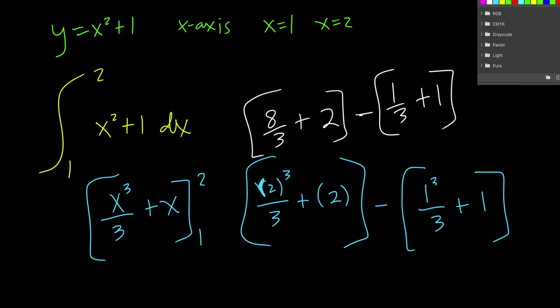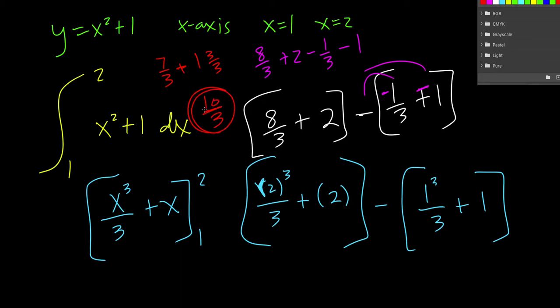Okay, you can simplify this however you choose to. I'm going to distribute this negative. So this is a negative, and this is a negative. So I get 8/3 plus 2 minus 1/3 minus 1. I'm going to do 8/3 minus 1/3. So that's going to give me 7/3. And then 2 minus 1 is 1. Think of the 1 like it's 3 over 3. And that gives me 10/3. Okay. Moving on.